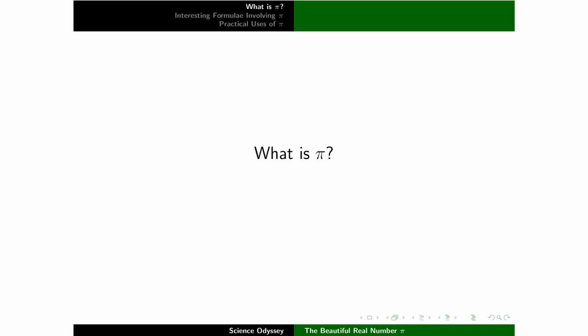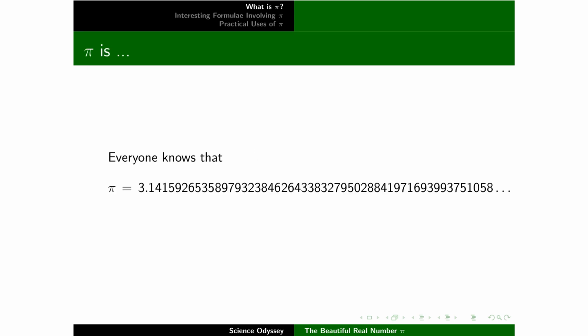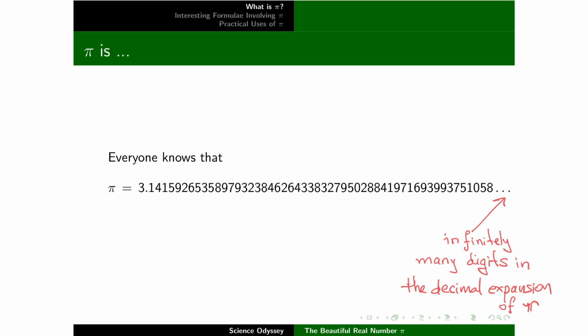So let's start by asking the question, what is pi? Well, everybody knows that pi is 3.14, but it's actually a little bit more than that. It's 3.141592653589799. Oh, I'm tired already. But the key thing is, this goes on forever. There's infinitely many digits. But that doesn't give us very much information about what it really is. And why would we care about a number that has an infinite decimal expansion of this type?